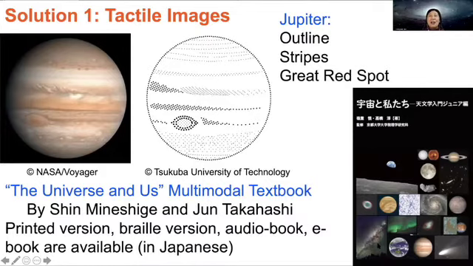Astronomers simplified the visual image of Jupiter to develop the tactile image in collaboration with visually impaired people. The tactile images are published as a multimodal astronomy textbook entitled The Universe and Us, written by Professor Shin Mineshige at Kyoto University and Jun Takahashi, high school teacher of Earth Science. Multimodal means the same contents were published in multiple media, such as printed version, braille version, audiobook, and ebook on PC.